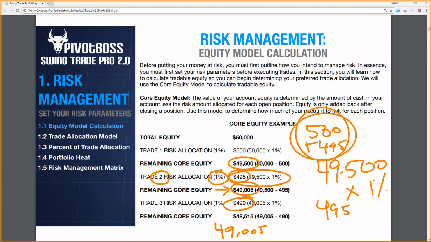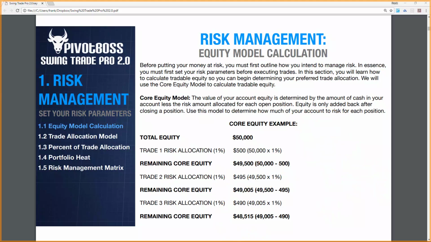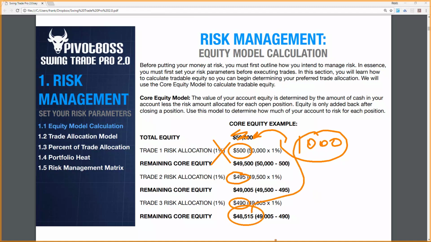Now, say you were to be in these three trades, right? This one, and this one, and then you close this one for a gain of, say, $1,000. Now that $1,000 goes back into this remaining core equity, and then from there you can use that to look at the next trade, which would be now a third trade after 2 and 3 are in. You knock that one out, and now this one's open, and maybe another one, T4 here.